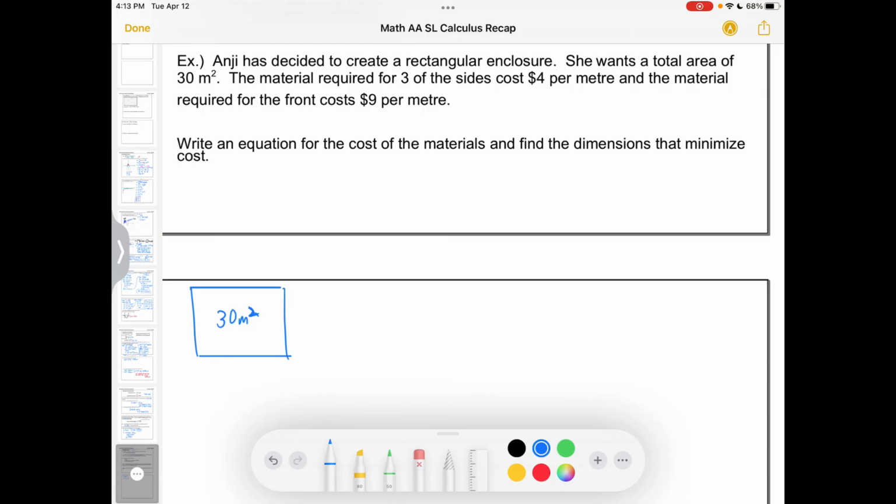Yeesh. Okay, let me think about this. I've got some sides here. That's an X, that's an X, that's a Y, that's a Y. Let's call this the front here. Okay. So cost is going to be, both of those Y's are going to be $4 per meter. So cost will be 4 times Y plus another 4 times Y. The back over here, that's only $4 per meter. And then the front is $9 per meter. So the cost is 8Y plus 13X.